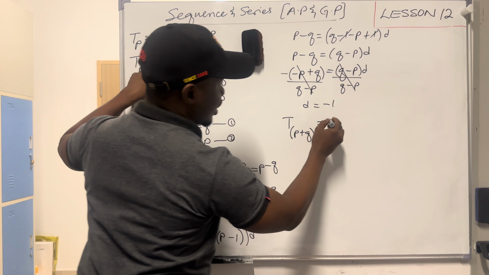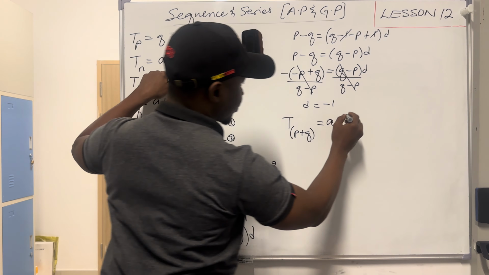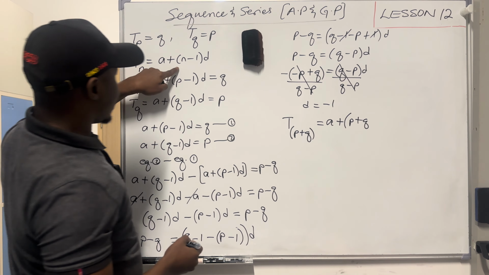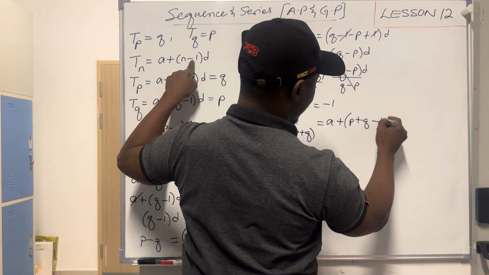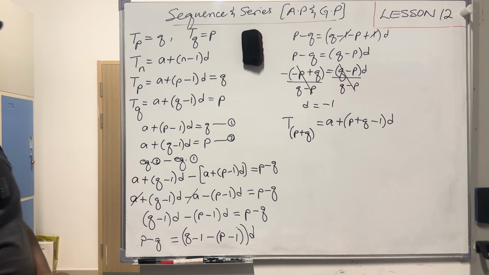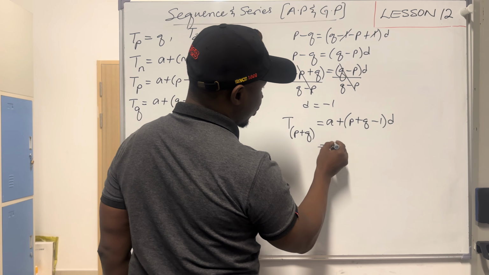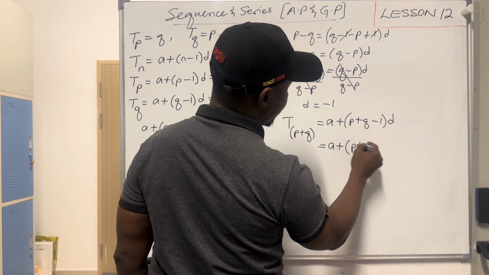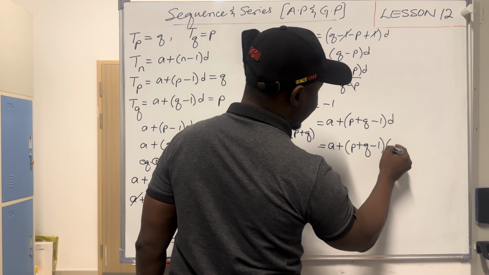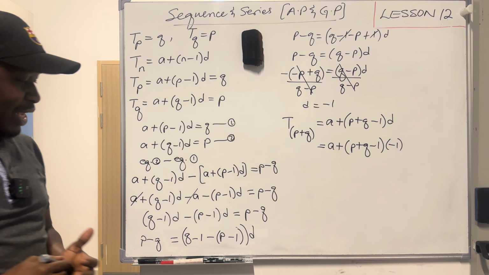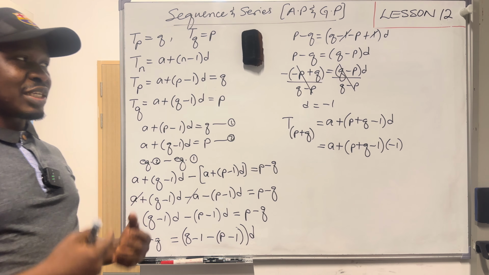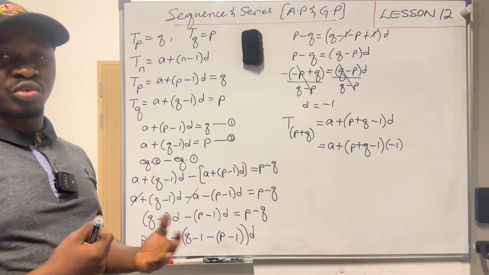So now we go A plus, what is n? N is now P plus Q. Then we have minus 1 times D. Do you see that? So this is equal to A plus P plus Q minus 1 times D. But D is now minus 1. This is exactly the point I was talking about. Assuming we stopped somewhere here, once you know you can simplify, you can take it to the simplest form. Try by all possible means to do so.